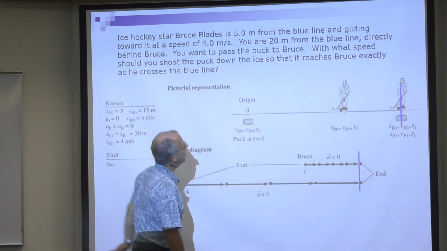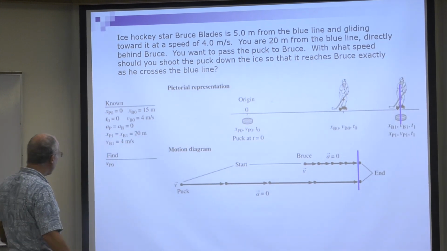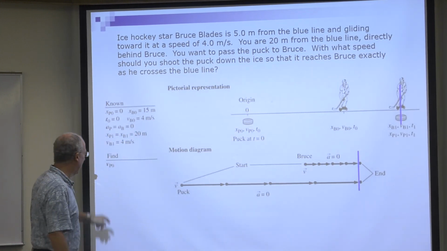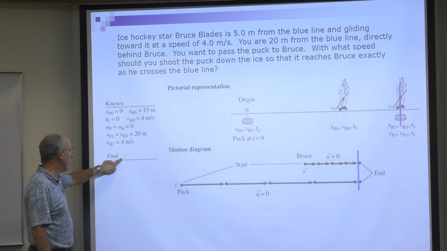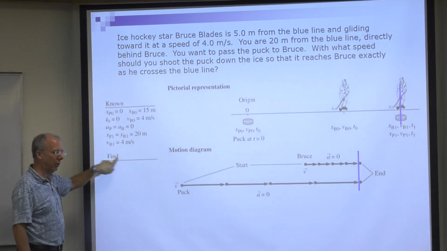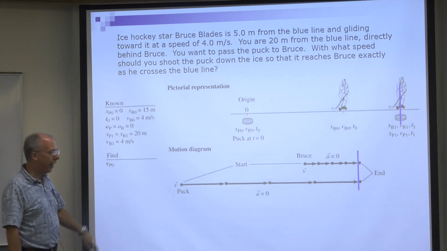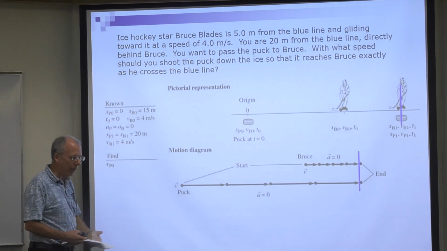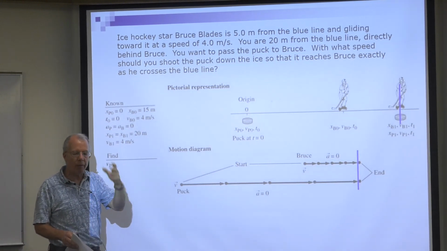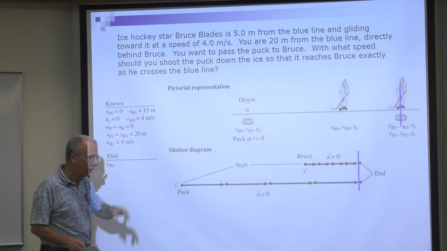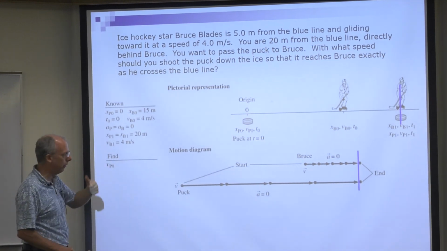Velocity puck 0. So what's the speed of the puck? That's what we want to know, right? That's what we want to know. So velocity puck 0. Now, I don't write find. I usually just circle it or something like that or put a question mark. I always circle it because when I'm working the problem, I want to remember what I am trying to find. So I always circle this thing so I know what I'm trying to find.